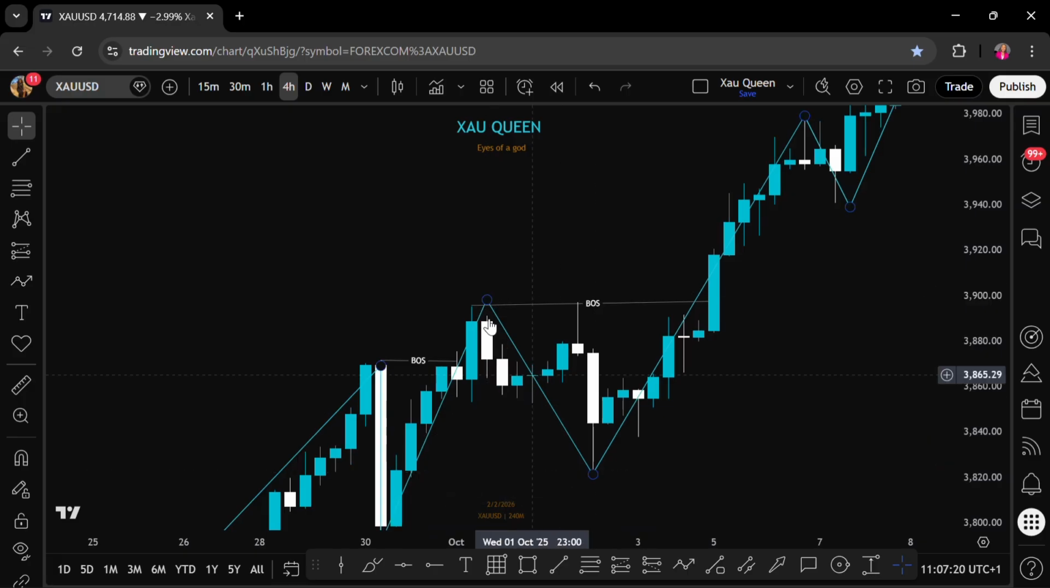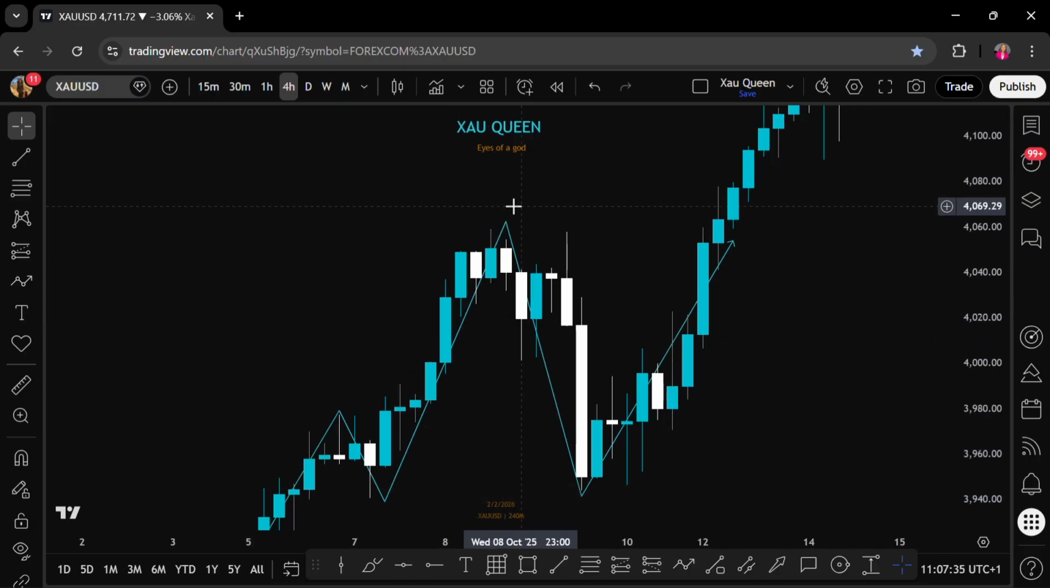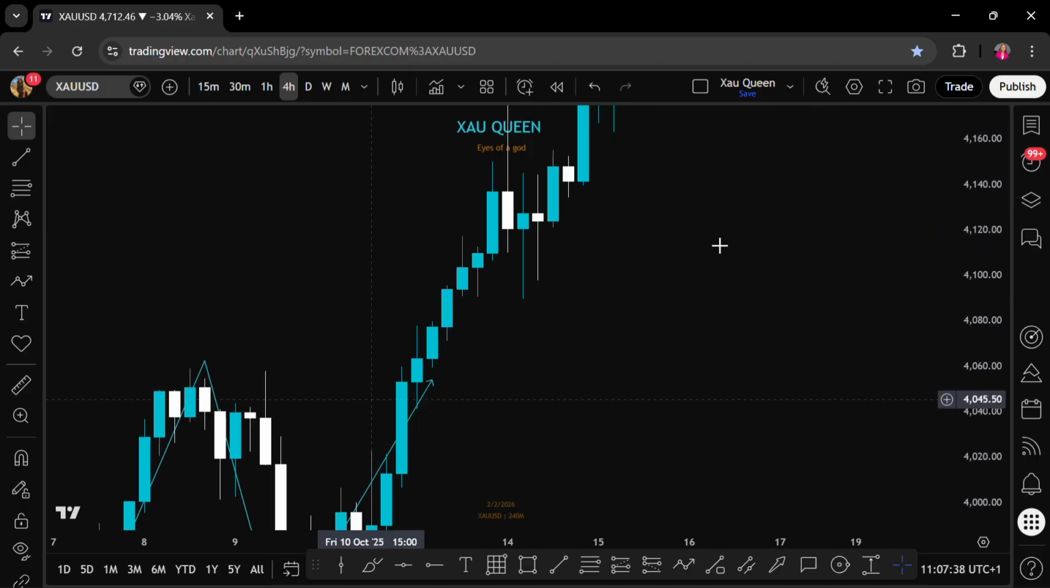The same thing with this one. After it gave us a high, it came and gave us a higher low, and then it broke above again with a valid body close, giving us a valid break of structure. Same with this, we got a valid break of structure. Same with this one too, we got a body close above, which is a valid break of structure. So this is the way we identify our uptrend.